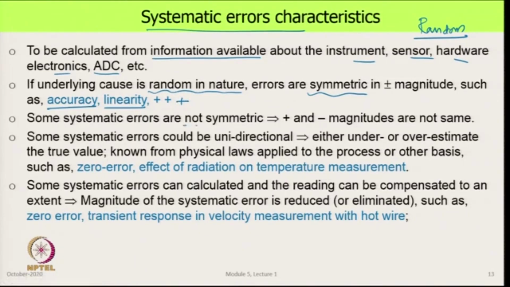Some systematic errors are not symmetric, that means the plus and minus magnitudes are not the same. We have seen some examples just now. We also saw that some of these are errors that could be unidirectional. That means, we know for sure that we are either overestimating the value of the parameter or underestimating the value of the parameter. A simple example of that is a zero error. Say in a weighing balance or a spring or whatever, if there is a zero error, you will always be overestimating the value that we are getting, and the effect of radiation we just saw.